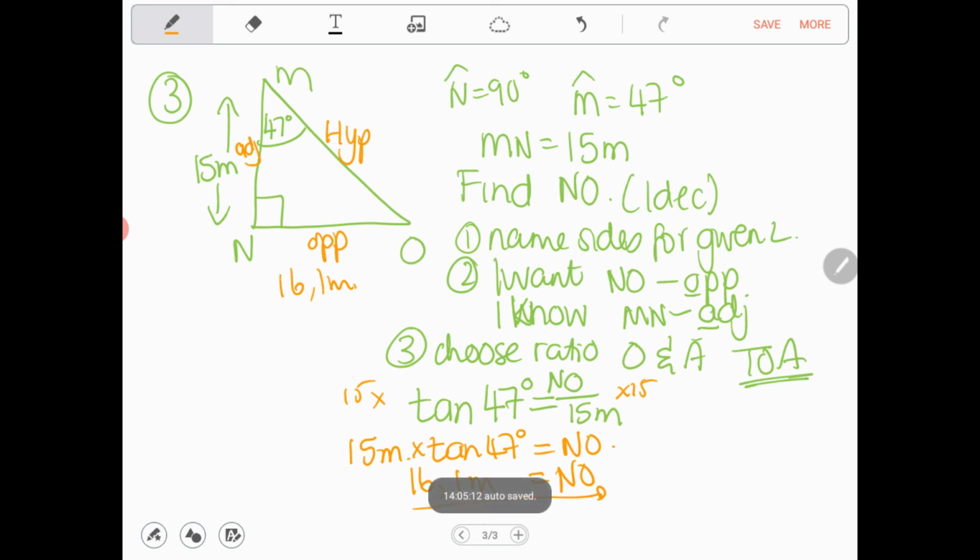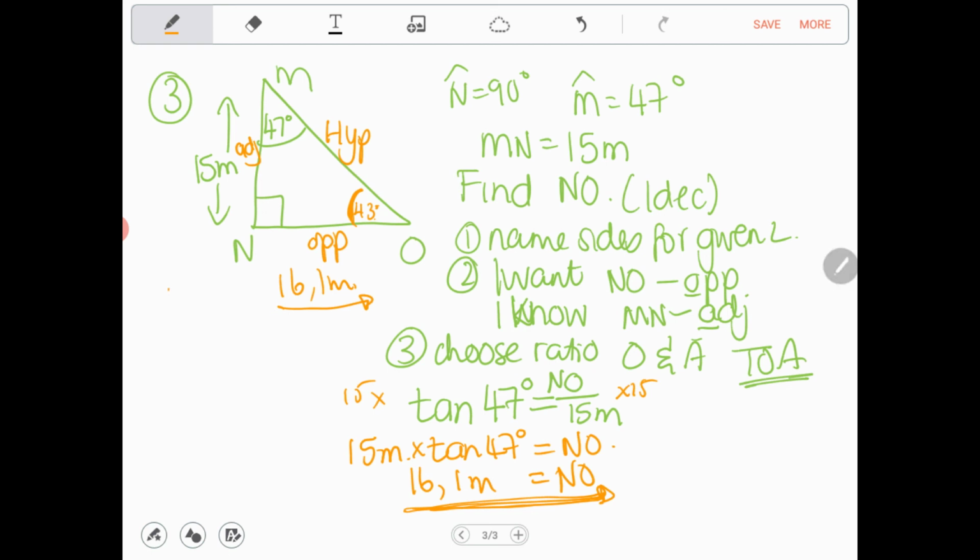In any triangle, your sides are in the same ratio as your angles. So the smallest angle has the smallest side opposite it, and the biggest angle has the biggest side opposite it. If this is 90 and this is 47, then this angle here would be 43 using the sum of the angles in a triangle. So the 43 has the small side of 15, and the 47, which is a little bit bigger, has a side of 16,1. That was just to see if this is a feasible answer, and yes, 16,1 is a feasible answer.